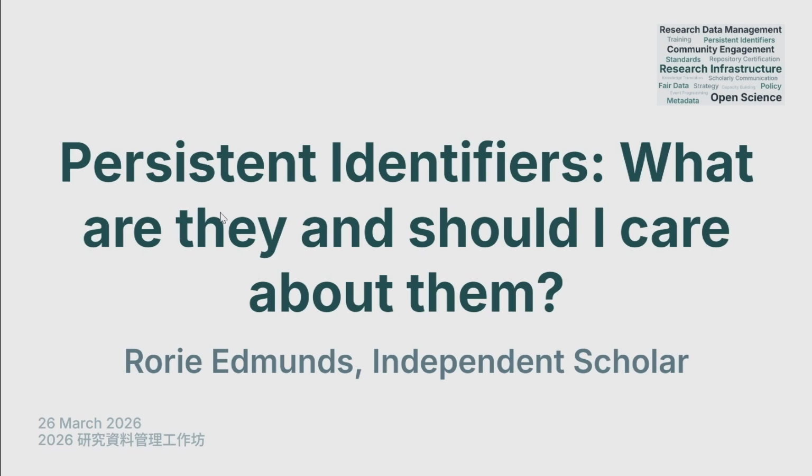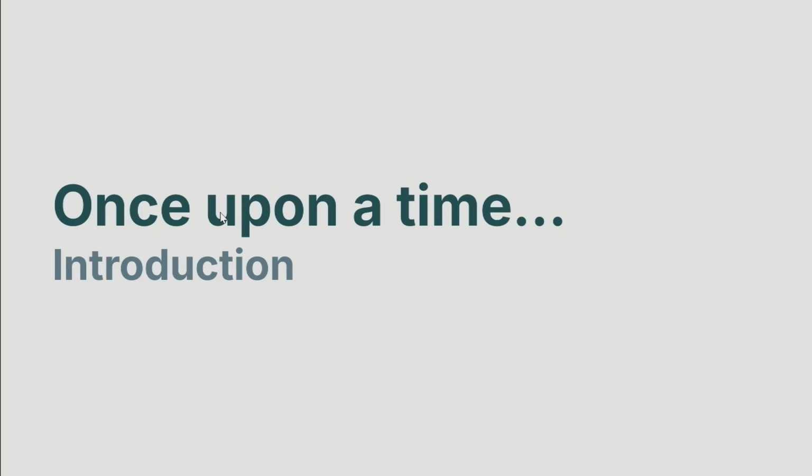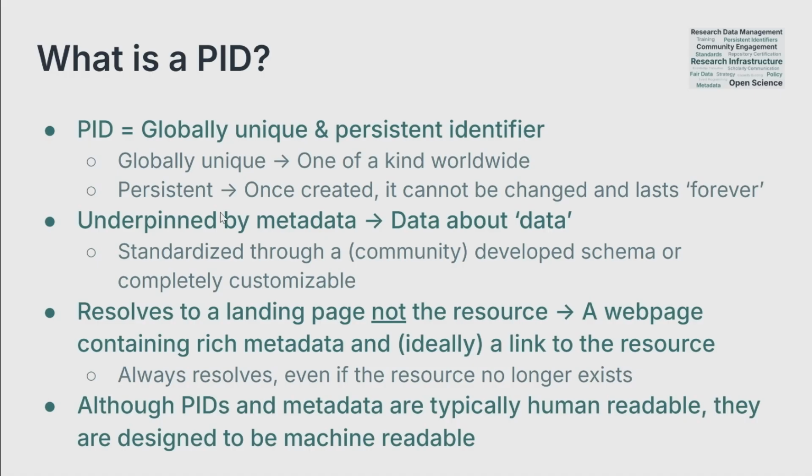Persistent identifiers. So, a bit of an introduction. What's a PID? A PID is a globally unique and persistent identifier. So it's one of a kind, and it potentially lasts forever, which is a bit of an aspirational concept, but in theory it lasts forever.